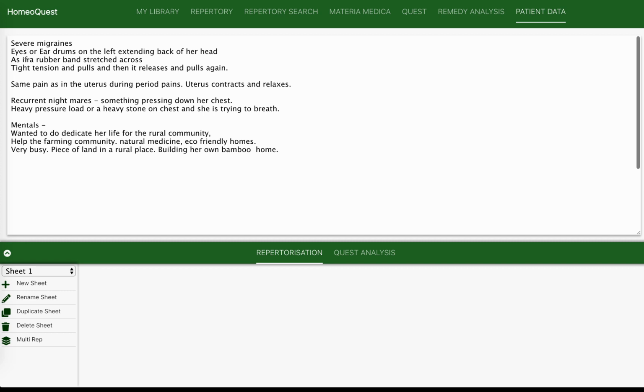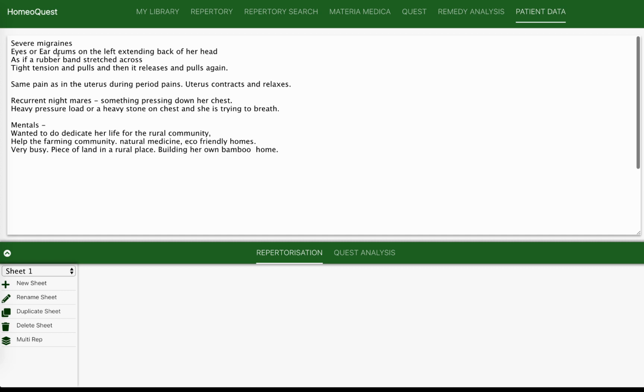And the migraines were very typical. She had severe, violent pains from the eyes or the eardrums on the left side, and they used to extend to the back of her head. They were so strong, it was as if a rubber band was stretched across. She mentioned that it was this tightness and tension, and that rubber band stretched to its limit, and released, and pulled and released. Imagine that. She was very vivid in giving her symptoms.